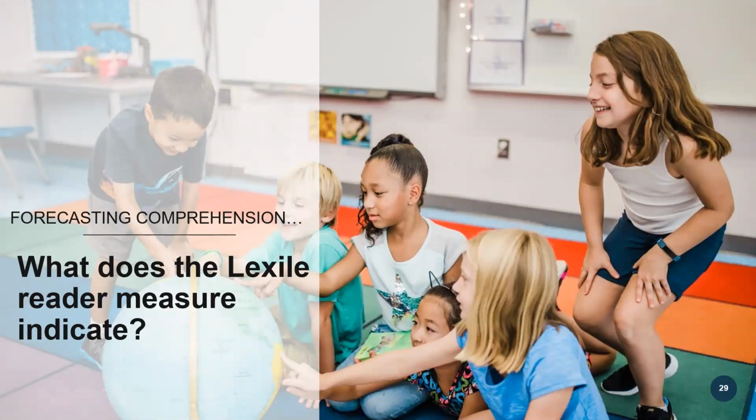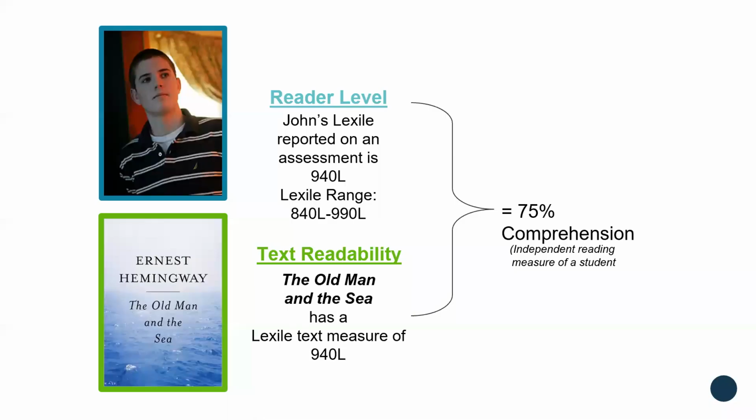As I shared, the Lexile framework has two types of measures. We've looked at the text complexity measure. Let's now take a look at what the Lexile reader measure indicates to you. We can paint this in a single screenshot as well. Here we have John, and John just took an assessment that reports Lexiles, and it was found that John's single Lexile measure is a 940L.